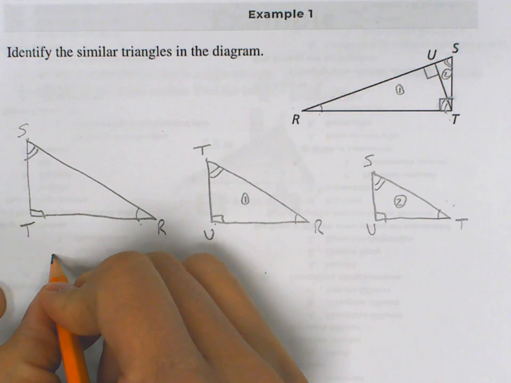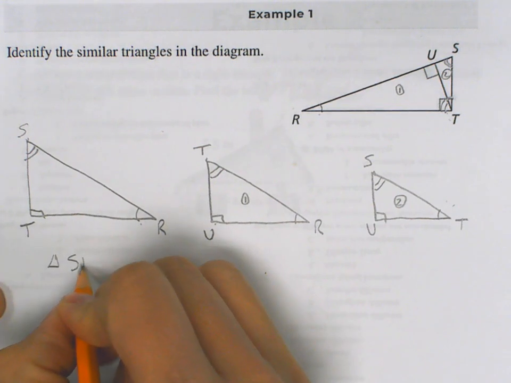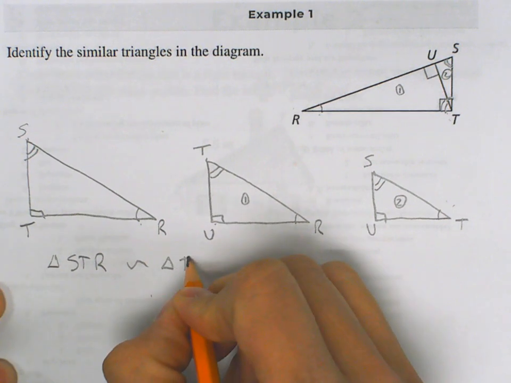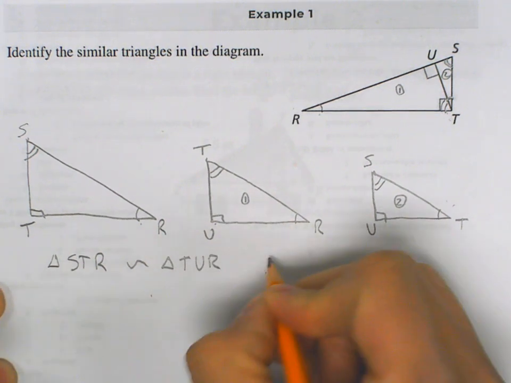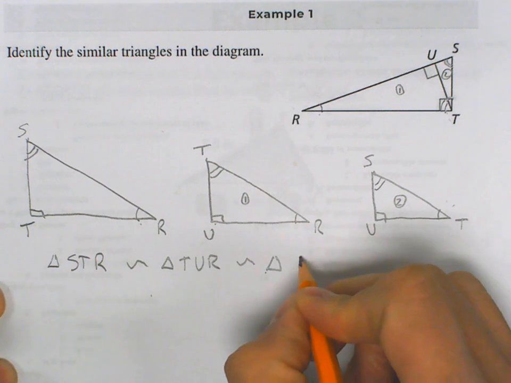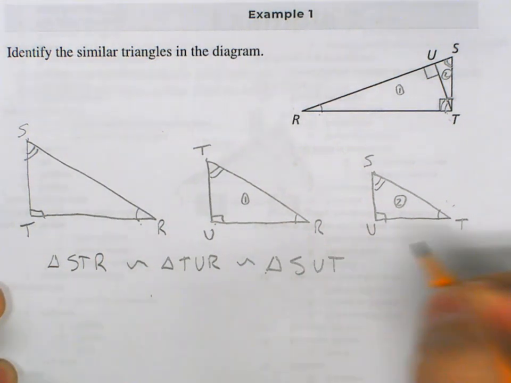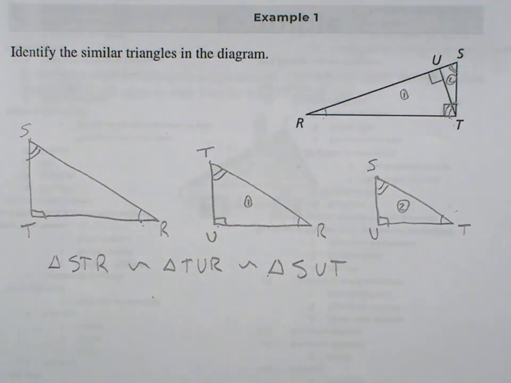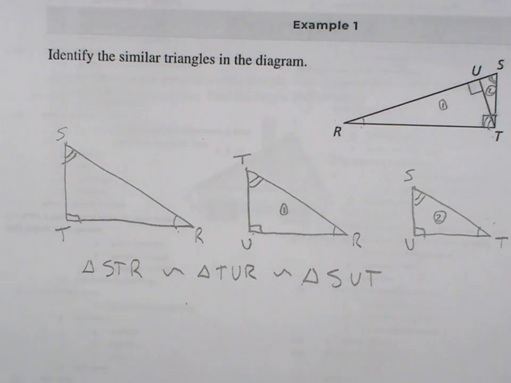So these are the similar triangles. We can state that triangle STR is similar to triangle TUR, similar to triangle SUT. It takes a little time and practice to be able to do something like this. That's example number 1. Let's go ahead and look at the next one.